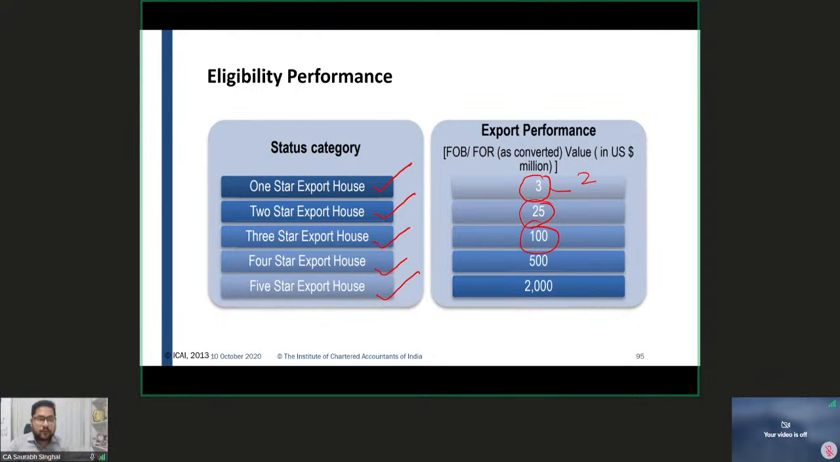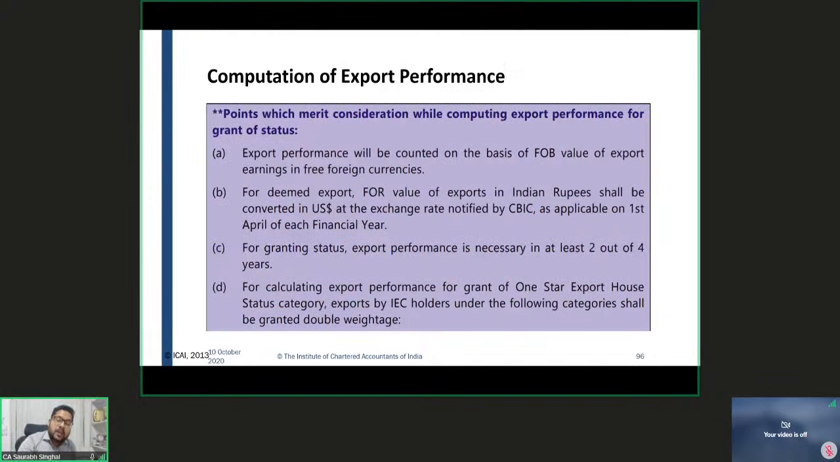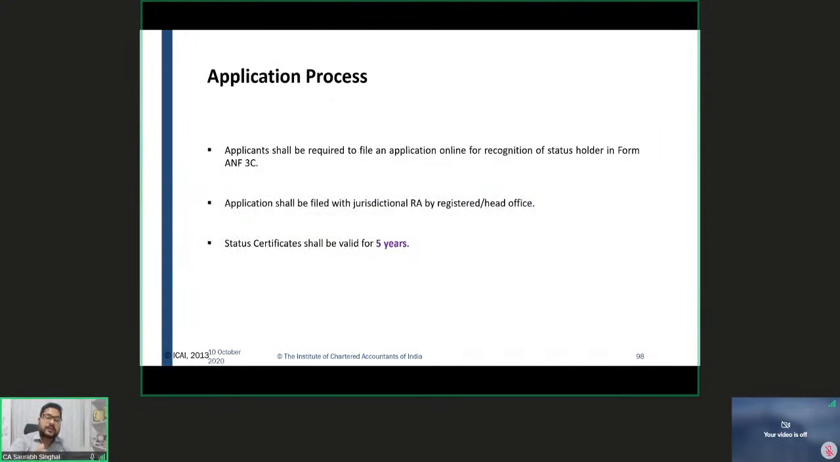You have to first achieve this performance and apply for this status. After you have applied for this status, you will be eligible for certain benefits. This is the process of applying. This status will be valid for 5 years. After every 5 years, you have to apply again and get a renewed status. What is the benefit of this status? Basically, you get a status based on your high export performance of at least $3 million in 2 financial years amongst the last 4 financial years, and so on: 1-star export house, 2-star export house, 3-star export house.